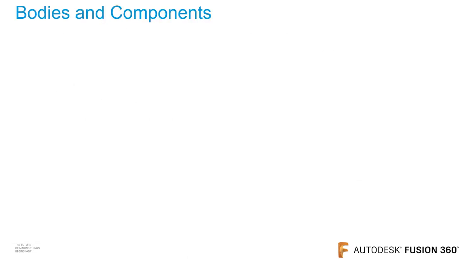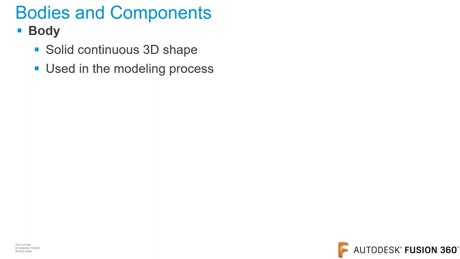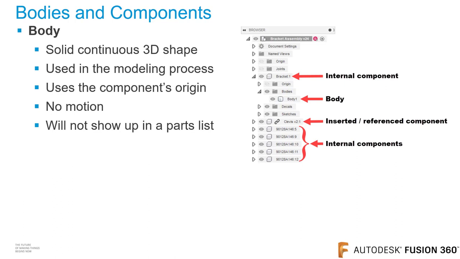Next, let's talk about bodies and components. A body is a solid, continuous 3D shape. For example, if I had a box and I split that box into 2, then I would have 2 bodies. Bodies can be used in the modeling process. A body uses the component's origin. Bodies cannot be used for motion. For example, you cannot apply assembly joints or use them in animations. They will not show up in a parts list. And in the browser, the bodies will appear in a bodies folder.